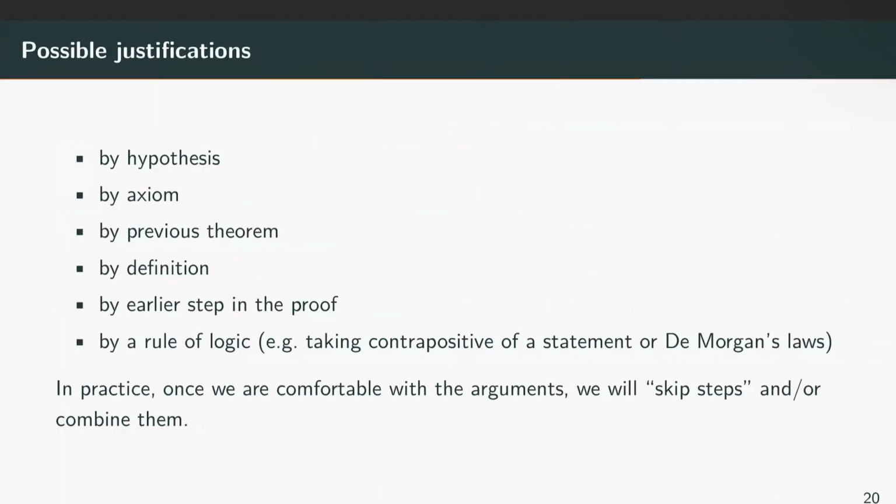Okay, and what are possible justifications? Right, I said each line in a proof needs to be justified. So we can justify it because we assumed it was true as part of the hypothesis of the theorem. It might be true because it is an axiom or a consequence of an axiom. It might be true because it's something asserted by a previously proved theorem. It might be true because we are unpacking a definition. We're using a definition to tell us what that means. We might be using an earlier step in the proof that we're in. Or we might be using a rule of mathematical logic. For instance, applying De Morgan's laws or taking the contrapositive of the statement.